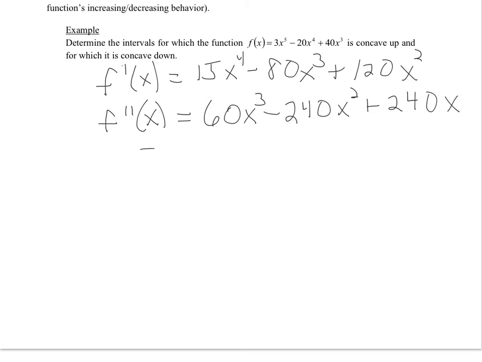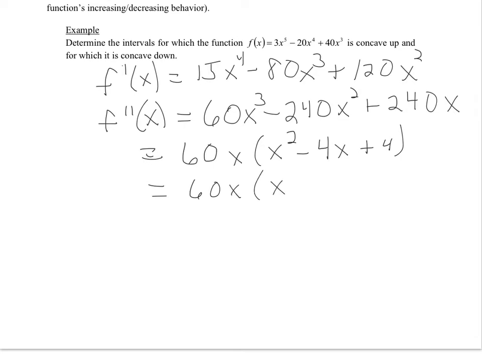And we are greatly aided here by the fact that 60 is a common factor. So is x to the first. So if I factor out a 60 and an x, I'm left with x squared minus 4x plus 4. And the expression x squared minus 4x plus 4 further factors into x minus 2 times x minus 2.